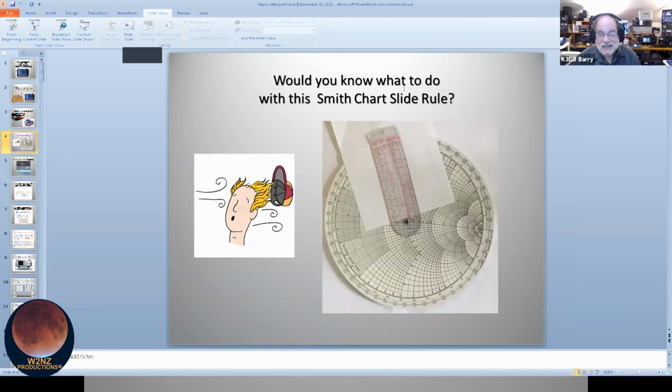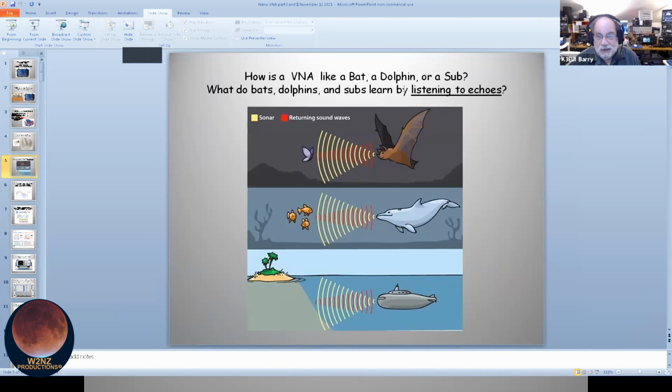A Smith chart slide rule. That goes way, way back. I have some friends who do teach engineering at Drexel, and they said they don't teach Smith charts anymore. It's like slide rules. So I thought, let's start with this.